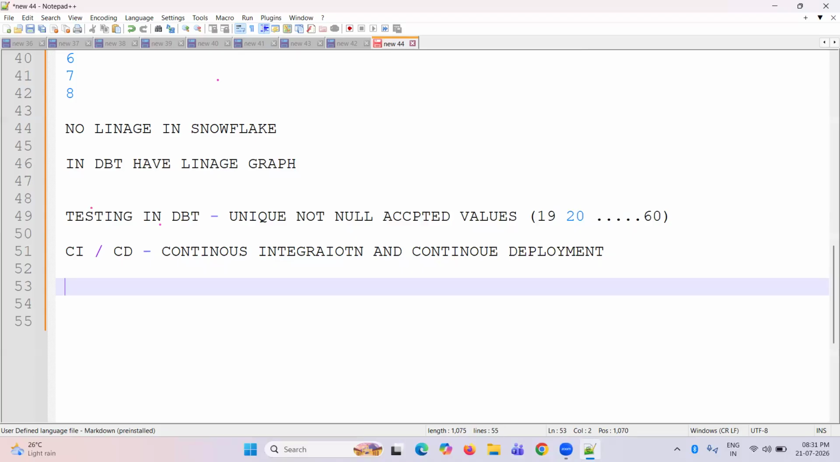In Snowflake, we don't know which table depends on which, but here the ref function automatically builds the dependency graph and tags. There are no data quality checks in Snowflake, but here we have built-in tests like unique. DBT docs generate documentation; there is no documentation in Snowflake.